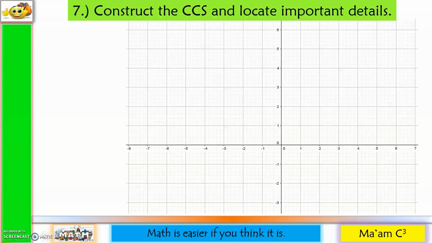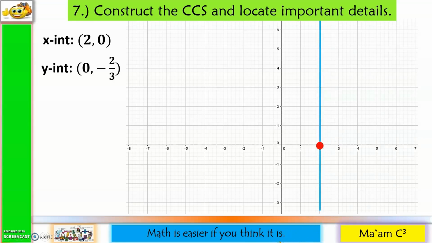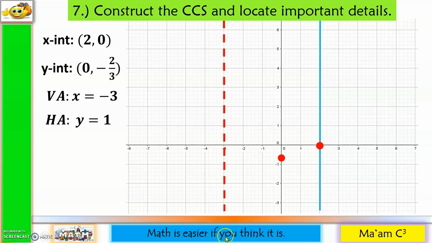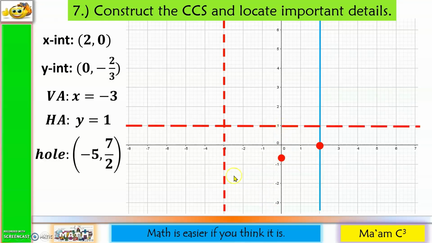Step 7, let us plot important details in our Cartesian plane. Let's start with our x-intercept, 2, 0. Don't forget to draw a light vertical line. Then the y-intercept, 0, negative 2/3, approximately negative 0.67, so here. And then we have the vertical asymptote, x equals negative 3, a vertical dashed line. Then the horizontal asymptote, y is equal to 1, a horizontal dashed line. And then we have a hole at negative 5 and 7 over 2, which is 3.5. So negative 5 and 3.5 is here.